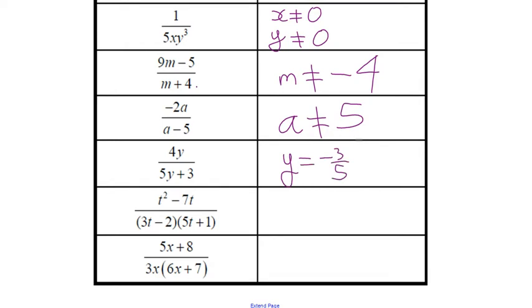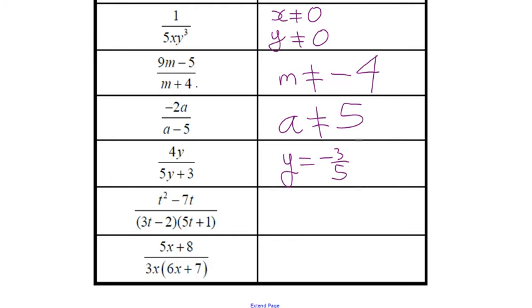-3/5. Okay, is there a trick to doing that? Yeah. What is it? The one without the variable. Yep. Divided by the one with the variable. Yeah. And the negative of that.